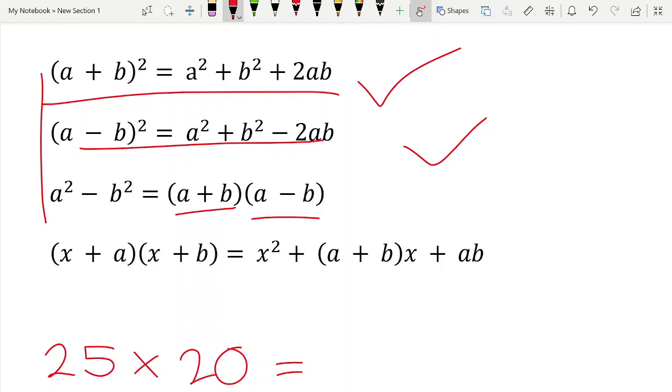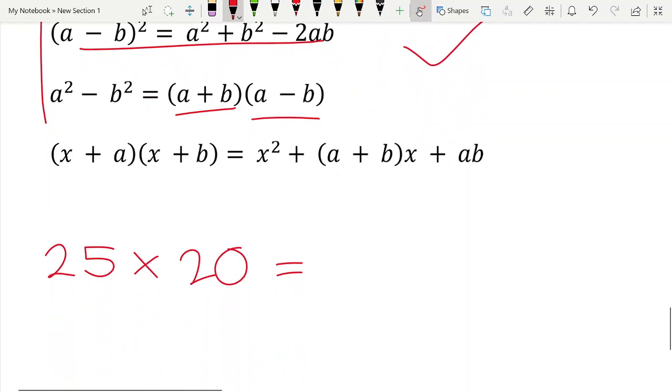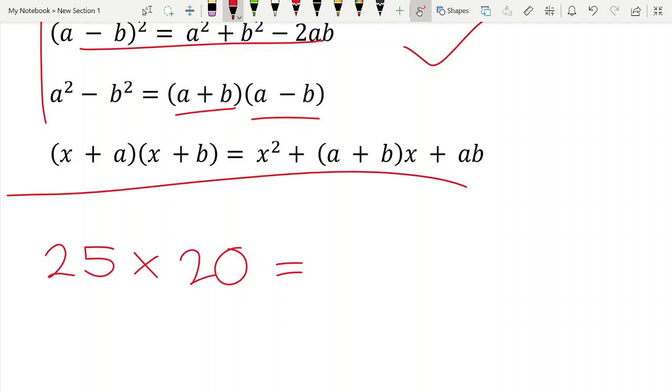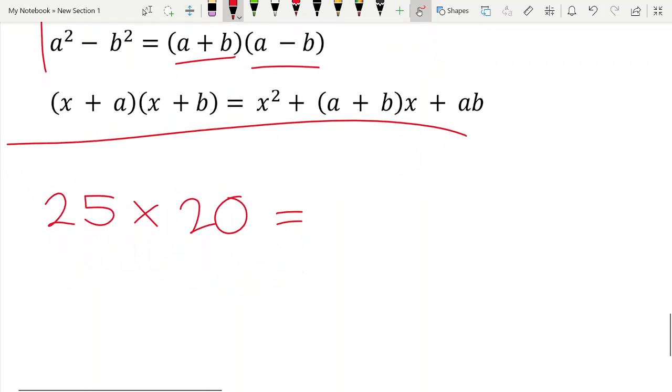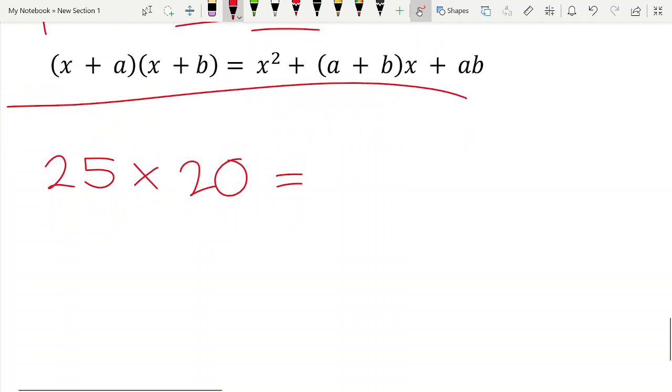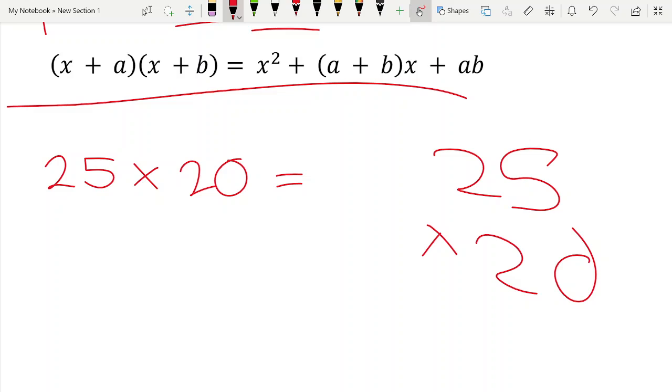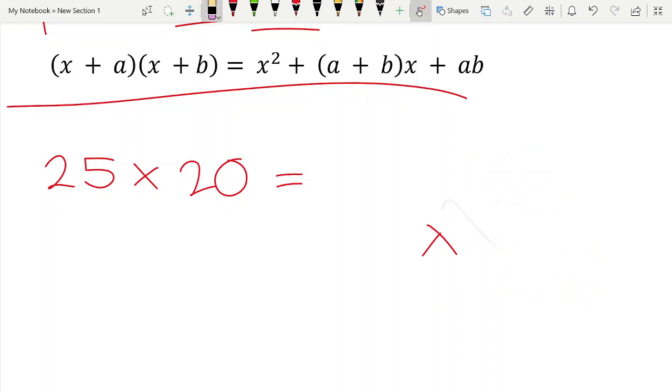But there's a new identity, which is x plus a in brackets and x plus b in brackets is equal to x squared plus (a plus b)x plus ab. So quite a complicated one, but I'm going to simplify that. Now, if you have a question like 25 times 20, you're not going to go ahead and do 25 times 20 and then do the times table and all that. You don't need to do that because you have got a way better way.